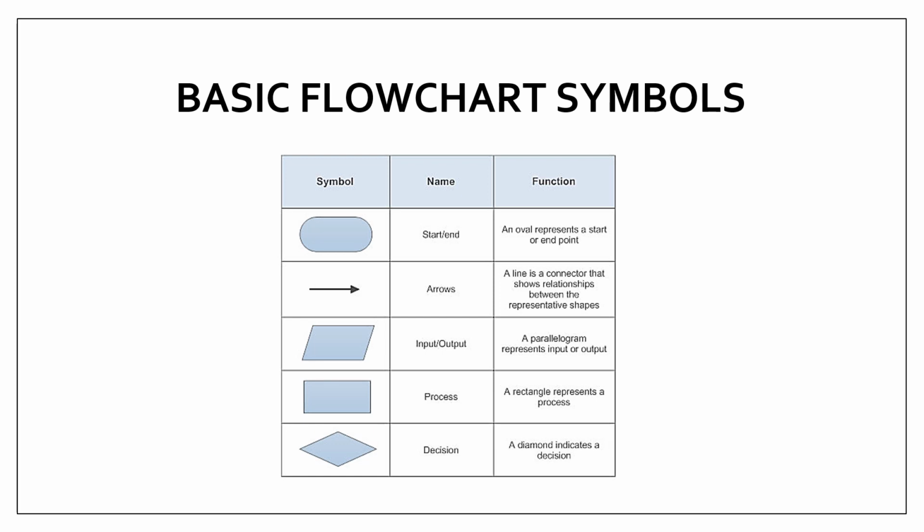And last but not the least, there is what we call a decision symbol, which is a diamond, and we'll use this symbol on the next video where I tackle control structures, the topic about control structures. And so for now, focus on the first four symbols as you continue learning programming and in this case, flowcharting.